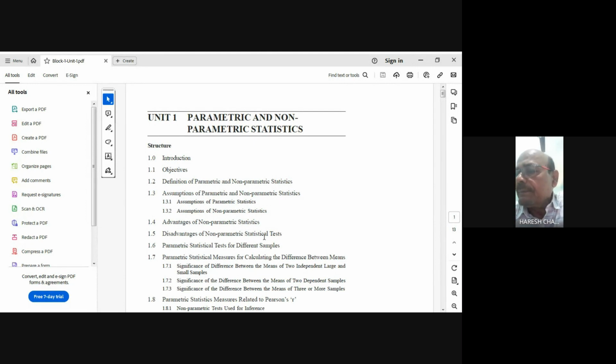Similarly, the second level of scale we call the ordinal scale. It has only direction of difference, but no magnitude. These are the two lower level scales, nominal and then ordinal scale. Those things are there in your course that I am discussing. And the ordinal scale has only direction of difference, but no magnitude of difference.